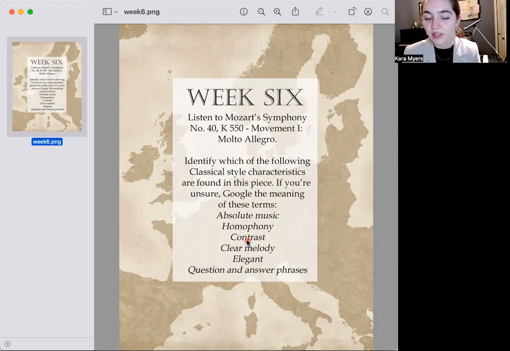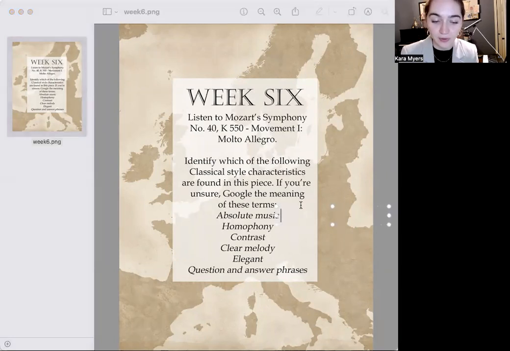You don't necessarily have to get them all right, but I do want you to be able to defend your answers and convince me of a good reason why you chose what you did. So the first term is absolute music. That's a common classical characteristic. It means that the music itself is not about anything other than music. So if you have the challenge sheet already printed, you can write next to that, just the music.